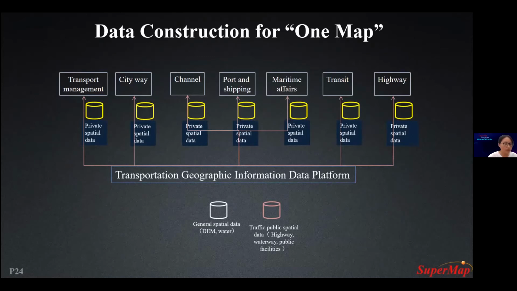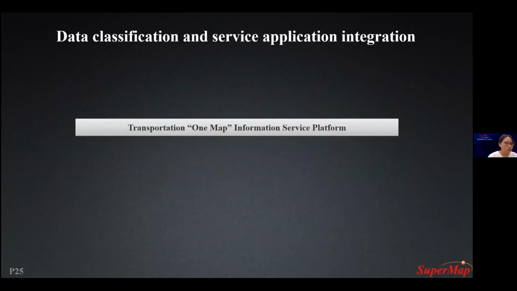Finally, three types of databases are composed: the transportation geographic information data platform, general spatial data, which stores basic geographic data, traffic public spatial data, which stores traffic semantic data, and all the industry private spatial data. The next step is to realize the construction of the transportation service platform after data classification.